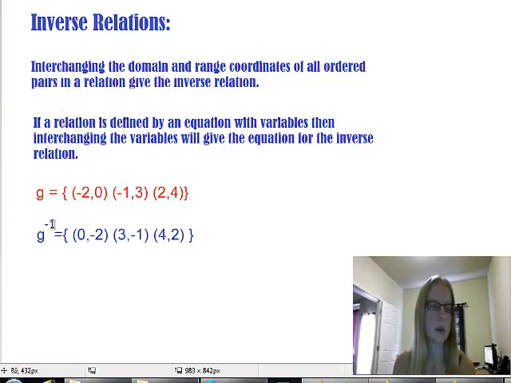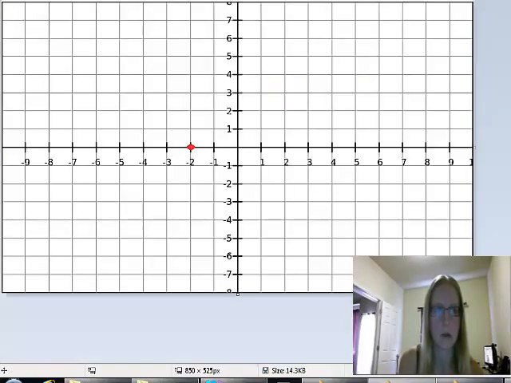G inverse, so this -1 is not an exponent. It is just a way of representing the symbol for inverse. That -1 is just a symbol for inverse. So that's our first example. Let's actually visualize that, something a little bit more interesting.